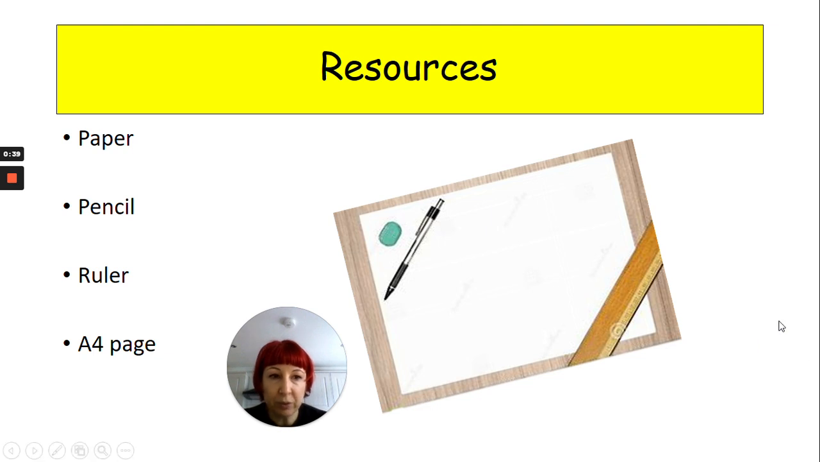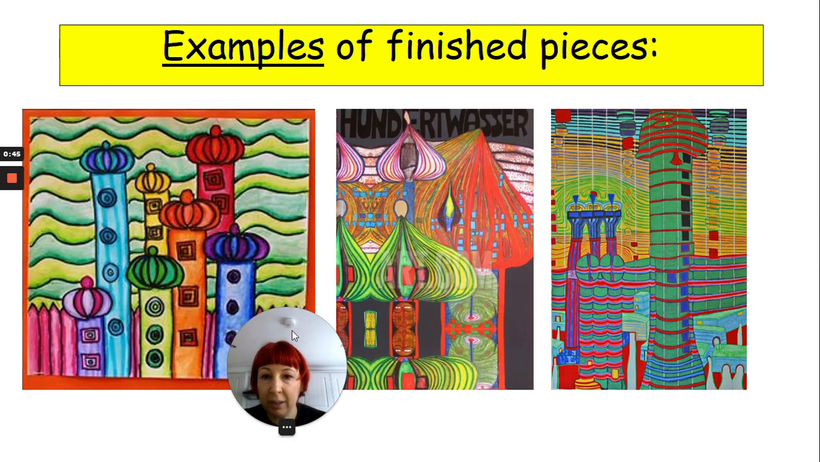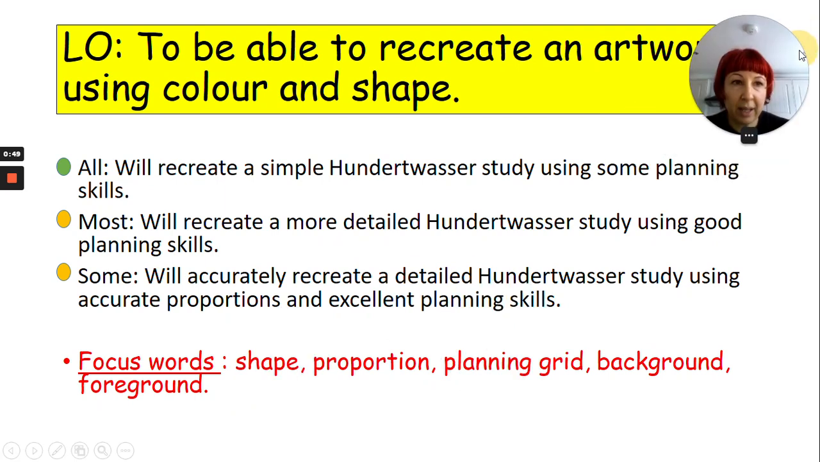So let's move on to what we will be doing today. We're going to be recreating an artwork using colour and shape. And the artist we are going to be looking at is an artist I asked you to have a look at when you were doing your mind maps a few weeks ago, and that was Hundertwasser.